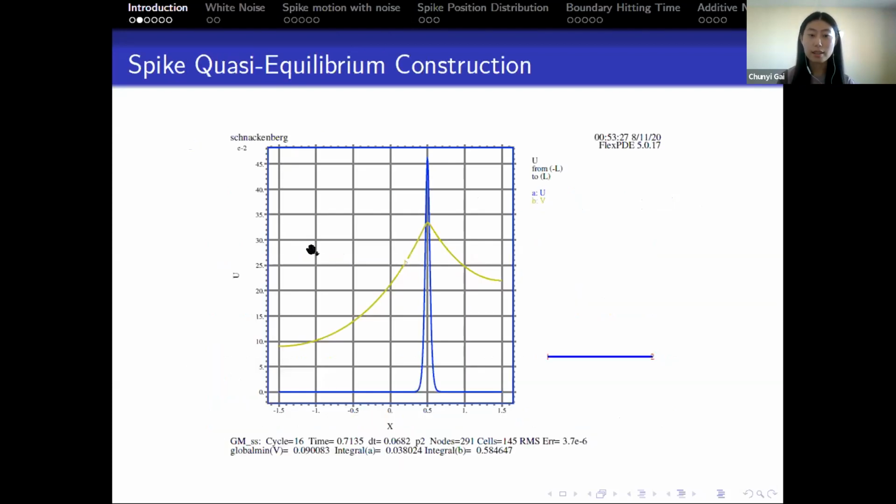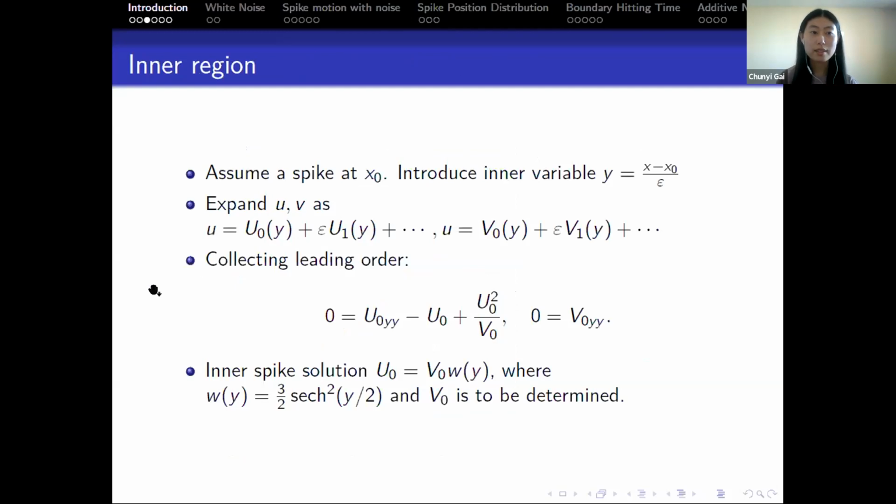Here is an example of a single spike pattern. We can see this blue curve is a solution for U, and this yellow curve is for V. Here is how we construct these spike patterns.